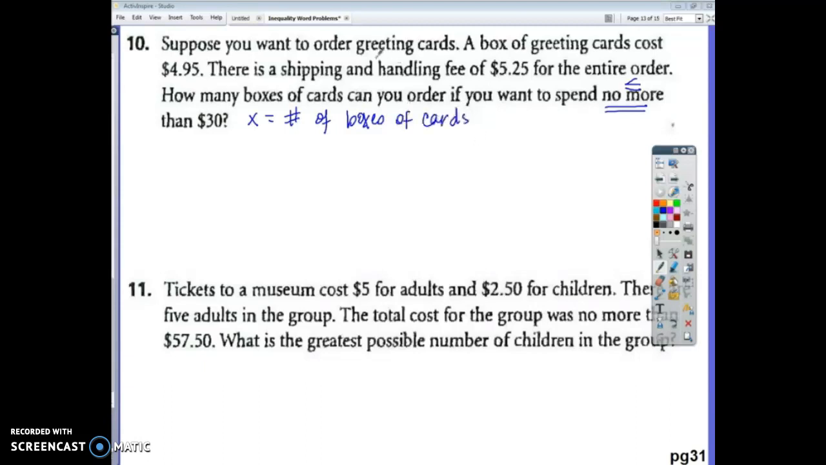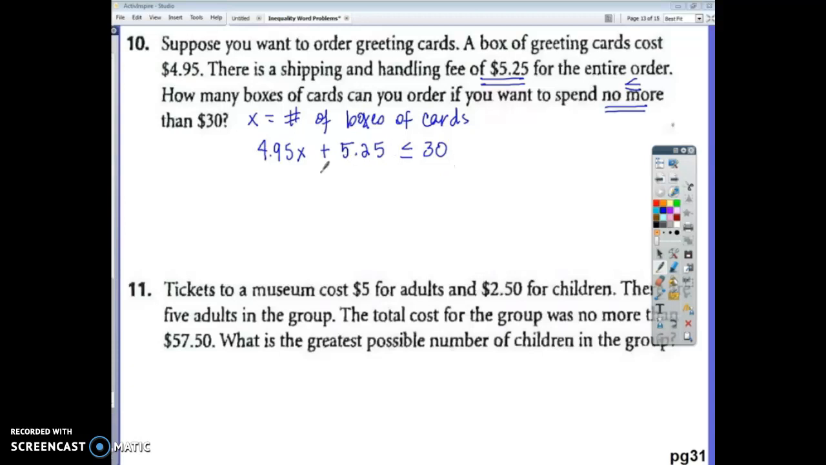All right, a box of greeting cards costs $4.95. Each box costs $4.95, or $4.95 per box. And then there's a handling fee, a one-time fee. You don't pay this for each box. The handling fee is $5.25, and it's no more than $30. That's pretty simple.